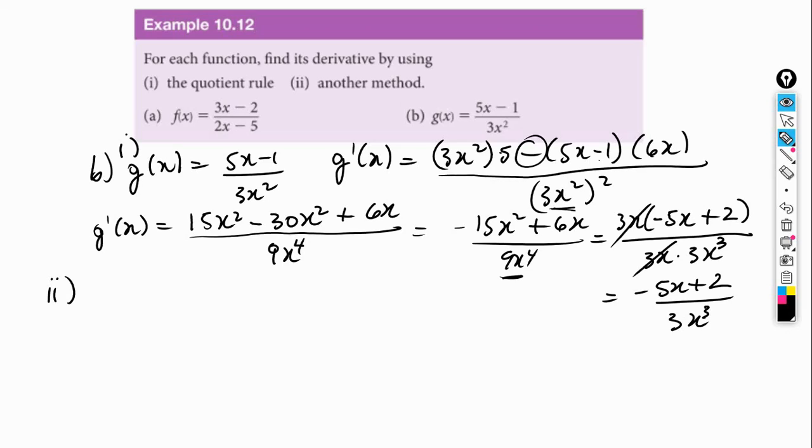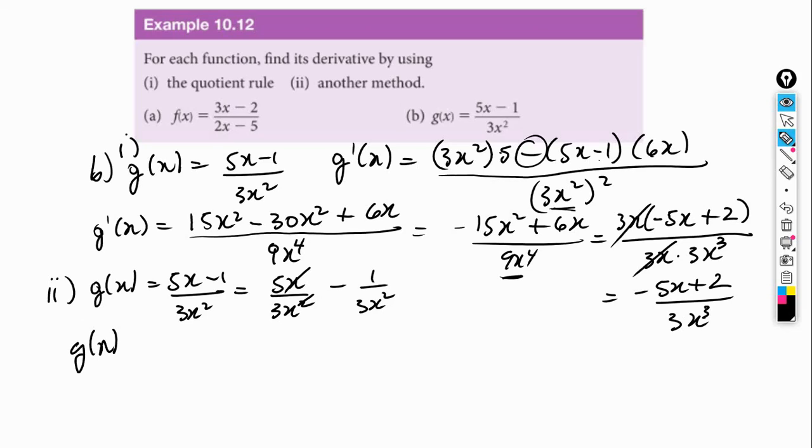All right, since g of x is equal to 5x minus 1 divided by 3x squared, I can separate this into two separate terms, namely 5x over 3x squared minus 1 over 3x squared. And then we can cancel out this x and cancel out one of these x's, and then just rewrite this as g of x is equal to 5/3 times x to the minus 1 minus 1/3 times x to the minus 2.